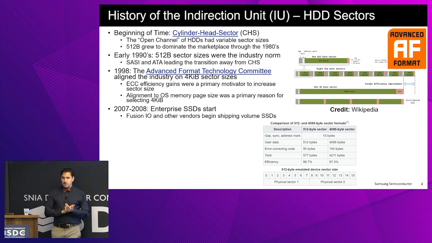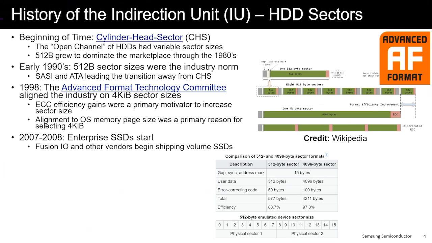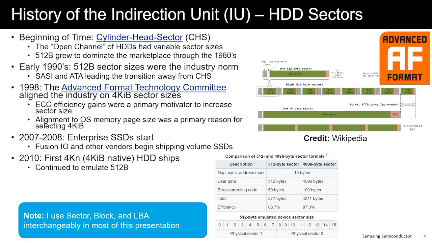While HDDs agreed on this format, enterprise SSDs really started shipping basically in 2007, 2008. The first HDDs shipping with 4 kilobyte native were really shipping in 2010. But even with the first SSDs, they knew that 4 kilobytes was going to be dominant in the ecosystem, so they started from that perspective.